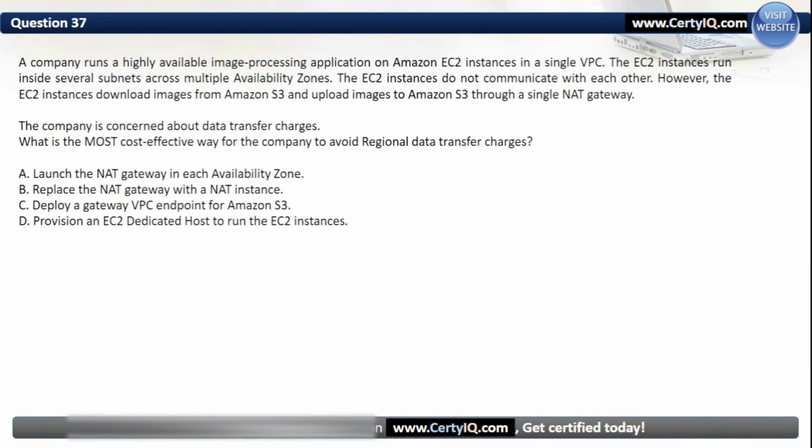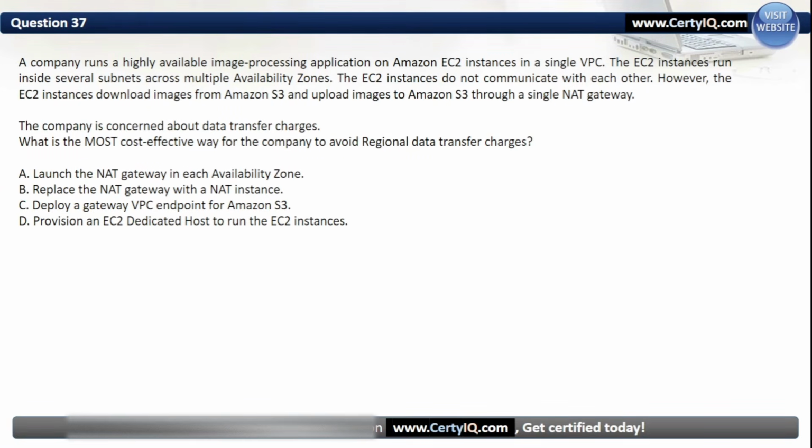Question 37. A company runs a highly available image processing application on Amazon EC2 instances in a single VPC. The EC2 instances run inside several subnets across multiple availability zones. The EC2 instances do not communicate with each other. However, the EC2 instances download images from Amazon S3 and upload images to Amazon S3 through a single NAT gateway. The company is concerned about data transfer charges. What is the most cost-effective way for the company to avoid regional data transfer charges?